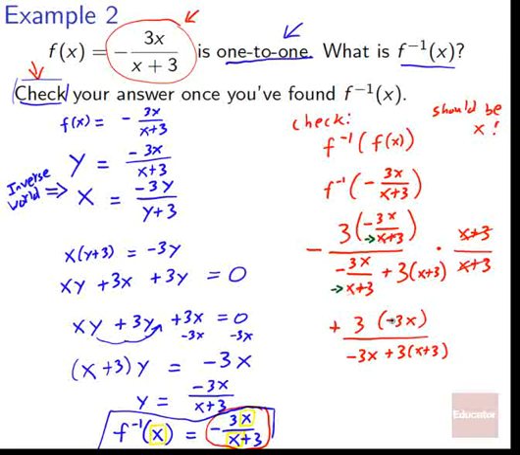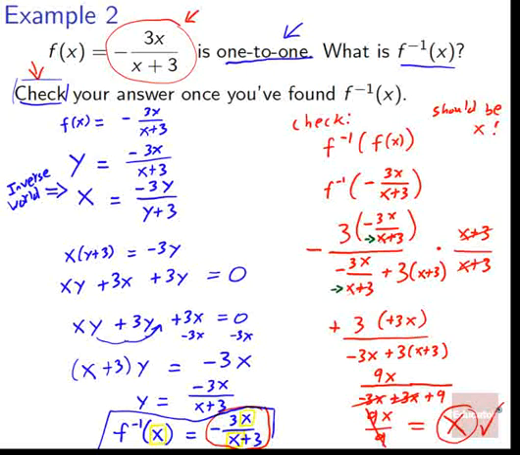Hey, these two negatives, they cancel out, so we've got 3 times 3x on the top, which is 9x, divided by negative 3x plus 3x plus 9. Negative 3x plus 3x, they cancel each other out. We've got 9x over 9, 9 over 9, those cancel out, and we've got just x. So it checks out. Great, we got the answer.